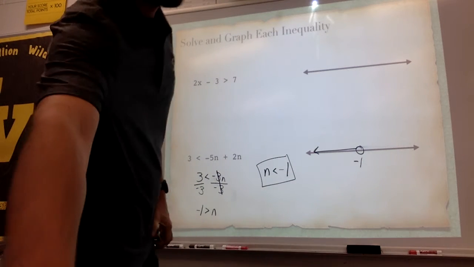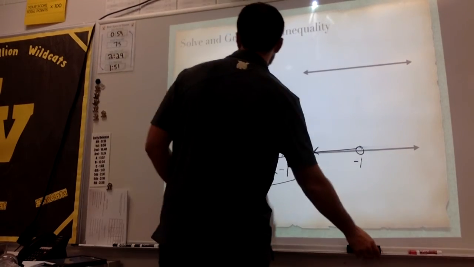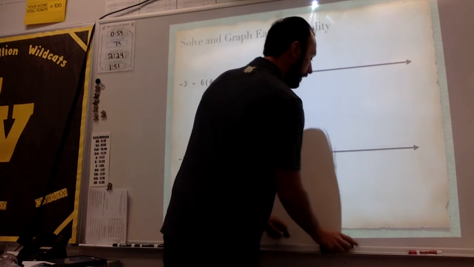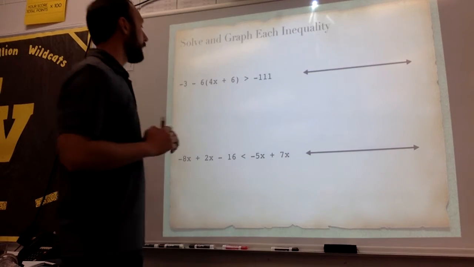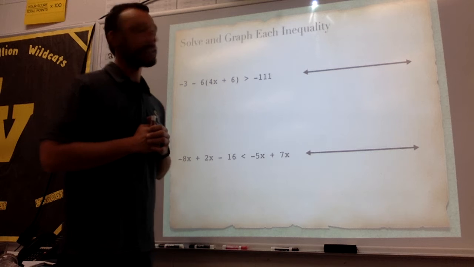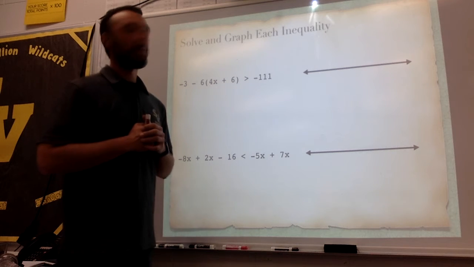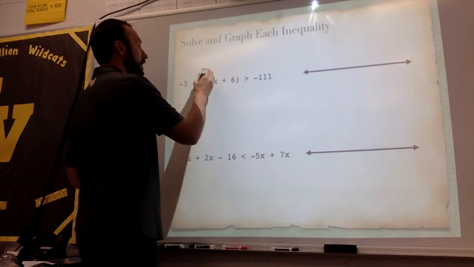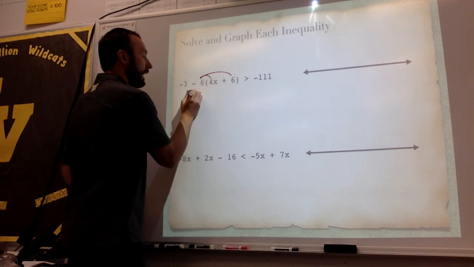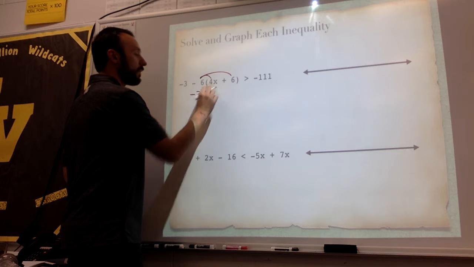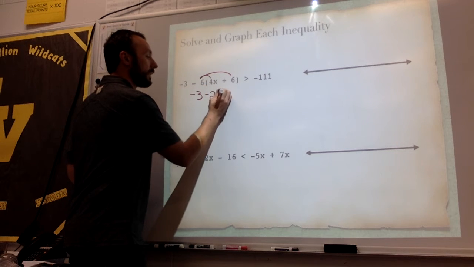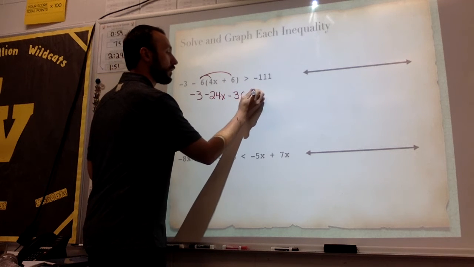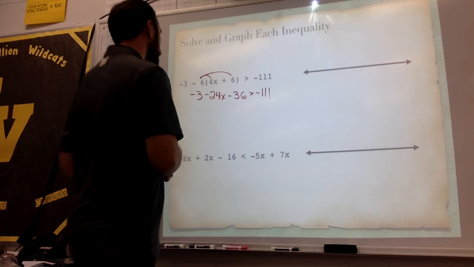All right, let's try a little bit of a harder one, a multi-step one that has some distributive property in it as well. So this says we have negative 3 minus 6 times the quantity 4x plus 6 is greater than negative 111. Step 1 is to distribute that negative 6. So when I do that, I'll have negative 3, bring that down. Negative 6 times 4 would be a negative 24, keep the x. And negative 6 times 6 would be a negative 36, greater than negative 111.